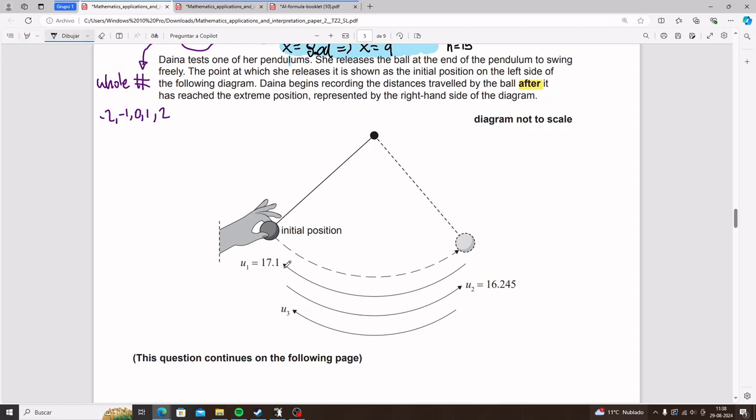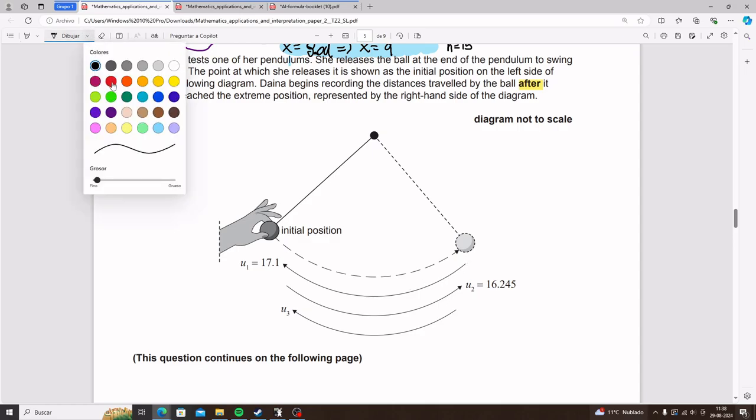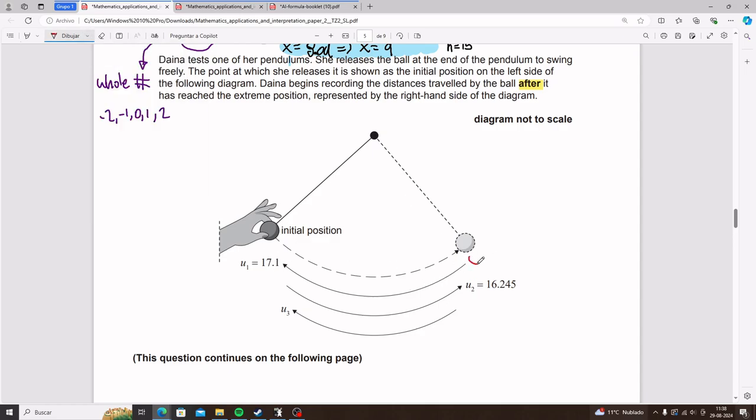So the U1 that they're putting right here is there, ¿cierto? So notice, this swing is U1. This swing is U2. This swing is U3. This swing right here is not U1, okay? Have that in mind, it might become relevant, ¿vale? So U1 is 17.1, U2 is 16.245, U3, we don't have it yet, ¿vale? But those are my first three swings.